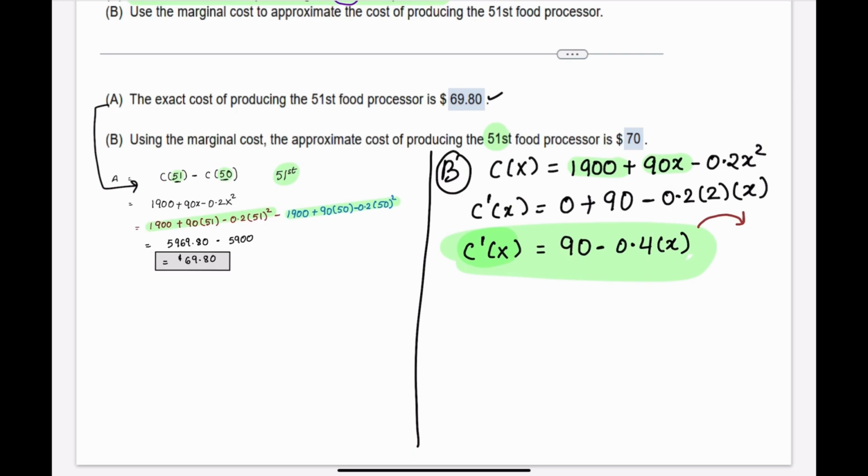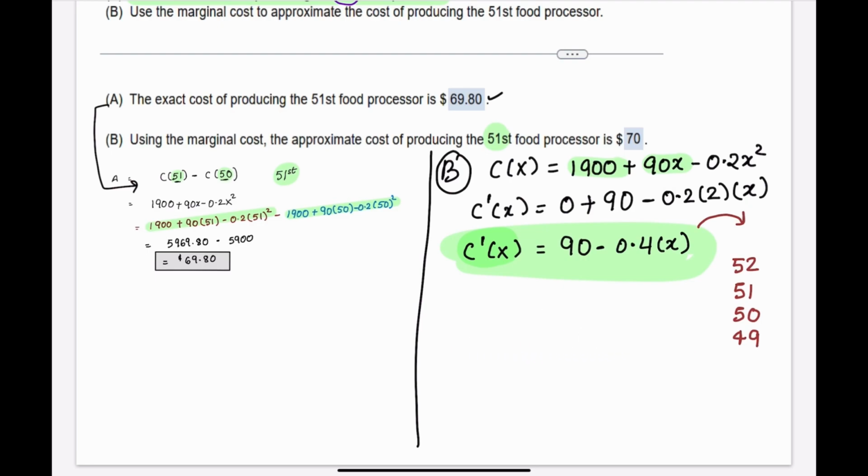So if I have to find the cost of the 52nd, then I'm going to plug in 51. If I have to find the cost of 51, then I'm going to plug in 50. If I have to find the cost of 50, then I'm going to plug in 49, because let me remind you, this C prime of x is nothing but C of x plus 1 minus C of x with respect to x. So you see that? It's giving me a rate of change of the next food processor.